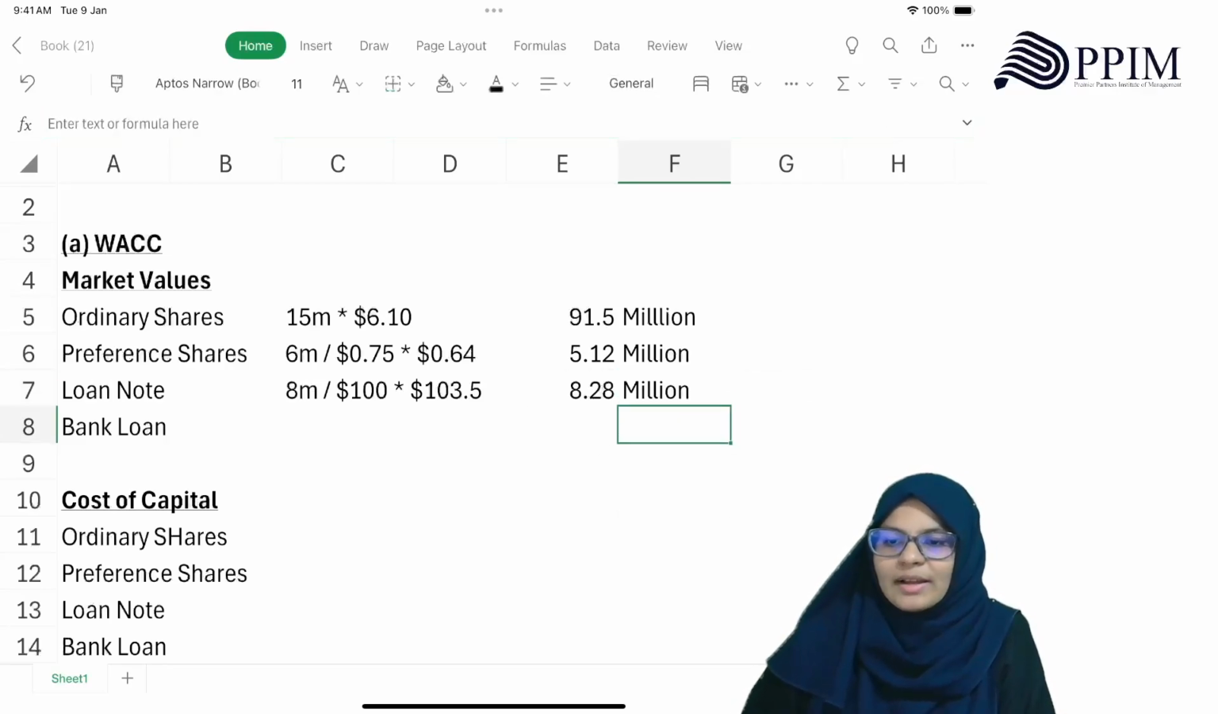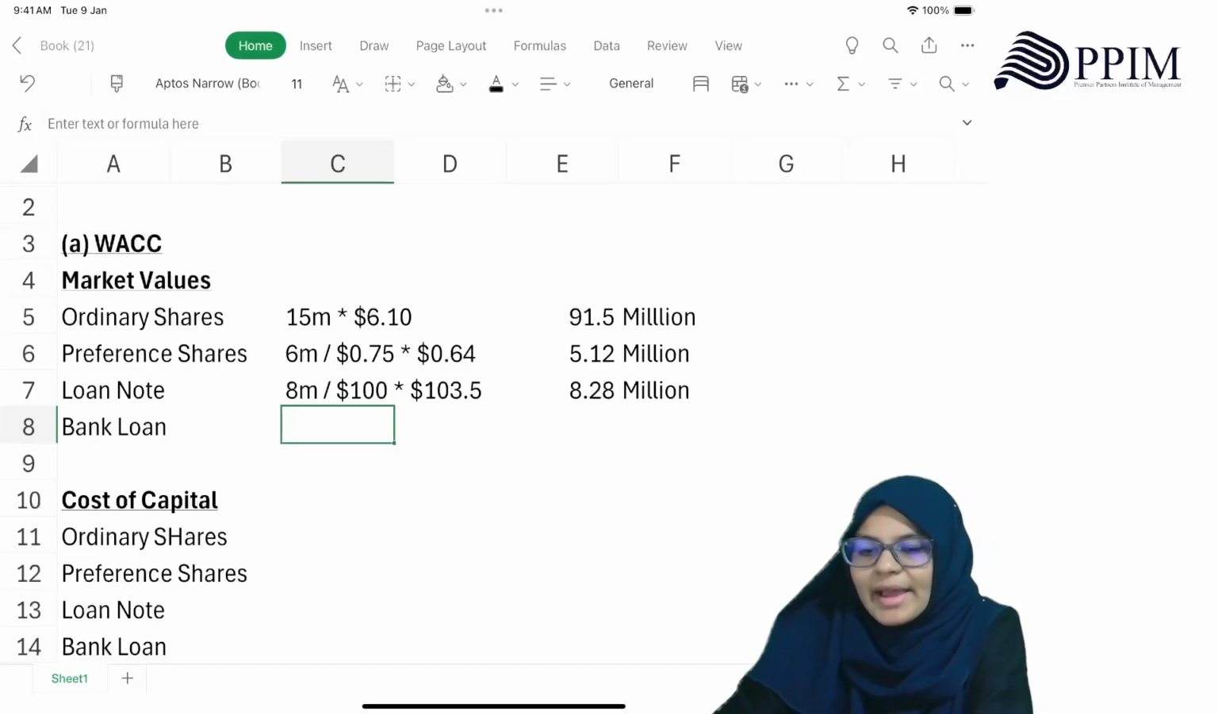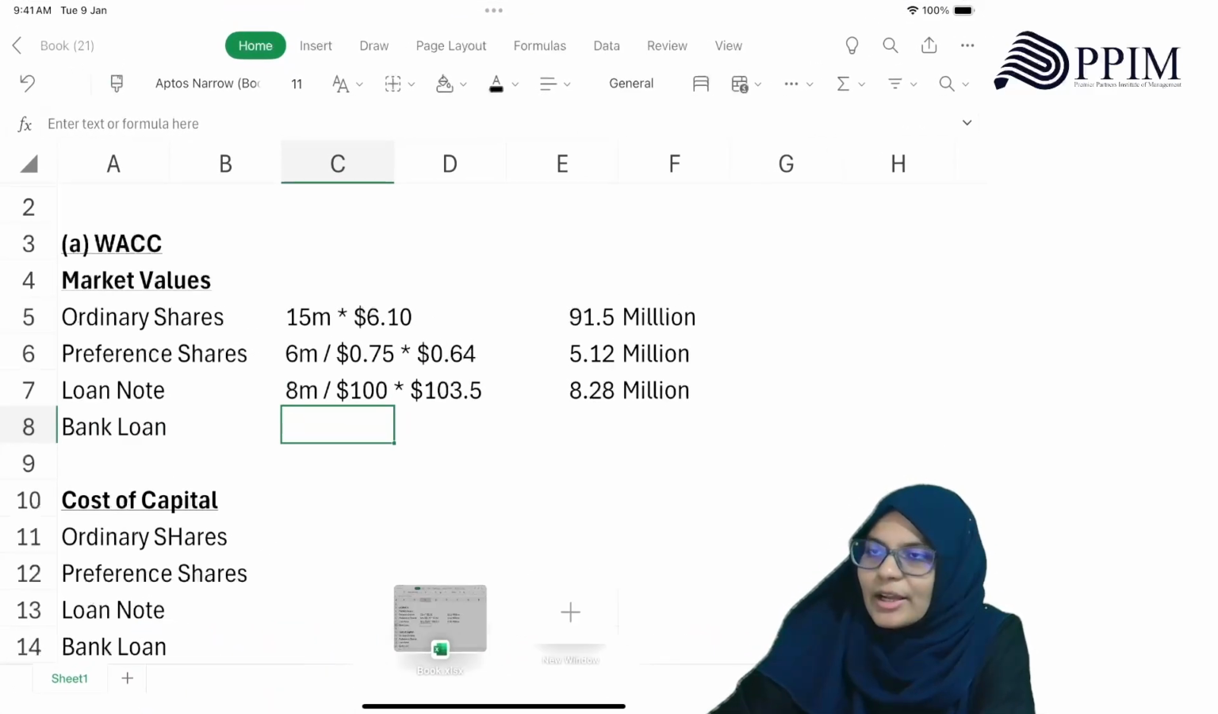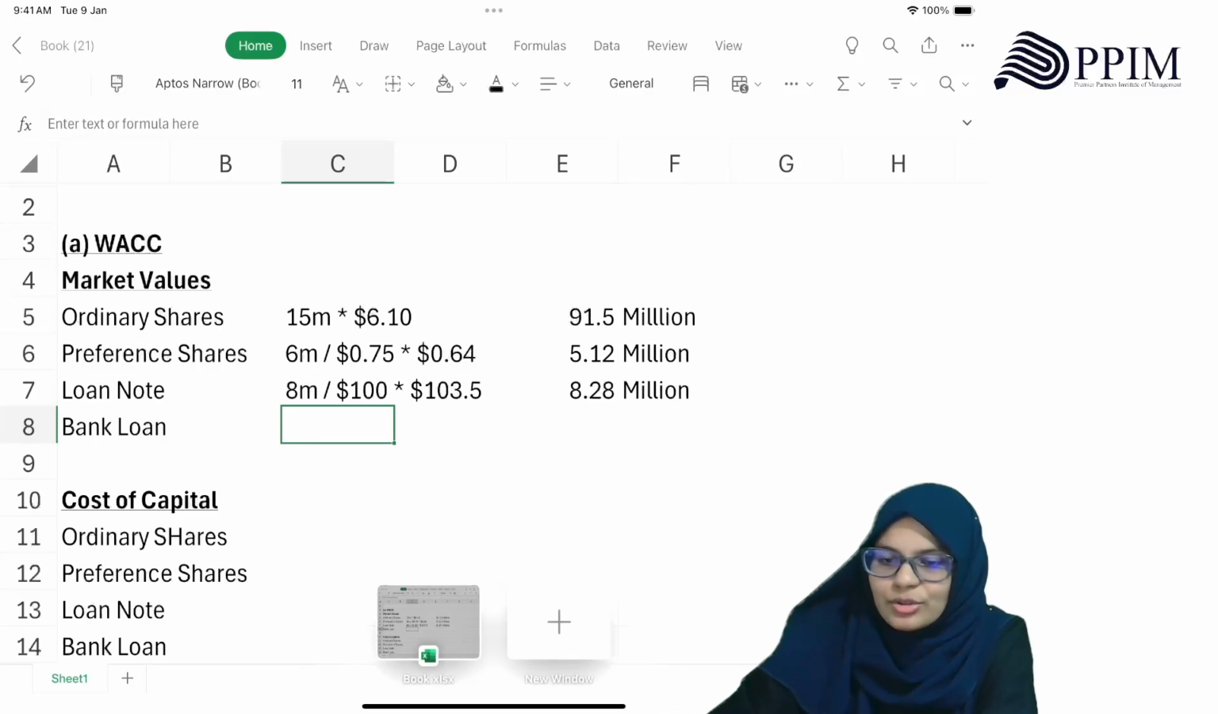Okay. So market value of loan notes is also done. Finally, the bank loans market value. Now remember, bank loan is not a traded instrument, right? You can't take the bank loan and then sell it to somebody else.